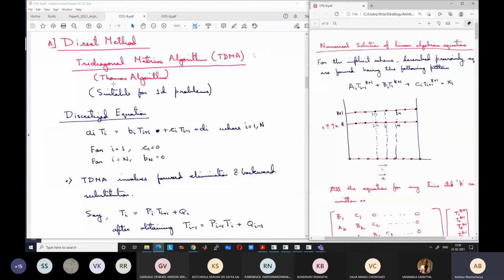So in general, what is the tridiagonal matrix algorithm? Let us try to understand it today. Any questions up to this point? No questions. Okay.